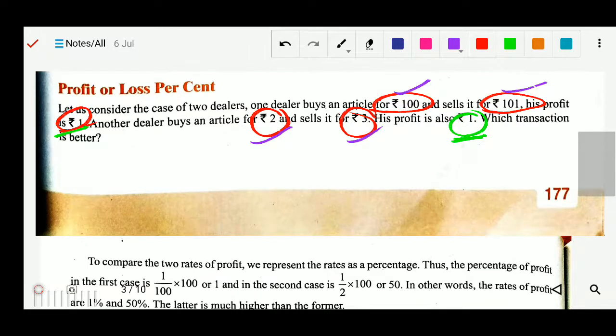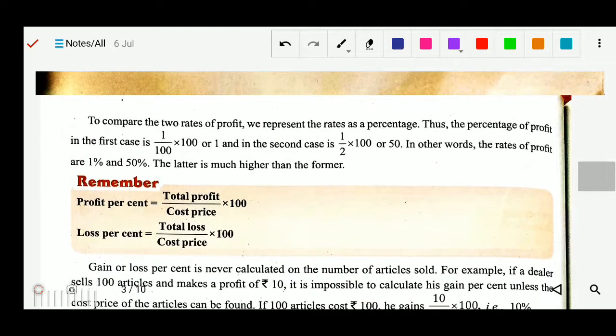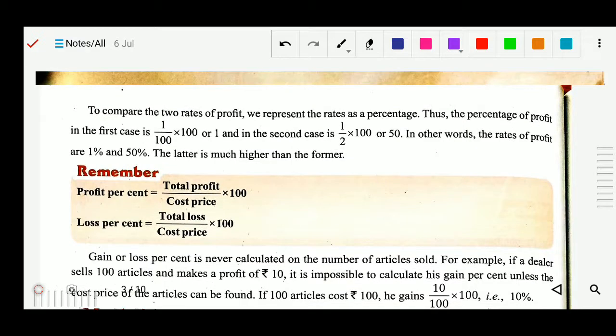For that, to compare two rates of profit, we represent the rates as percentages. Thus, the percentage of profit. So what is the profit? The profit is 1, and as we write it as a percentage, there is the total, which is the cost price, because in this chapter profit and loss are always calculated only on the cost price.